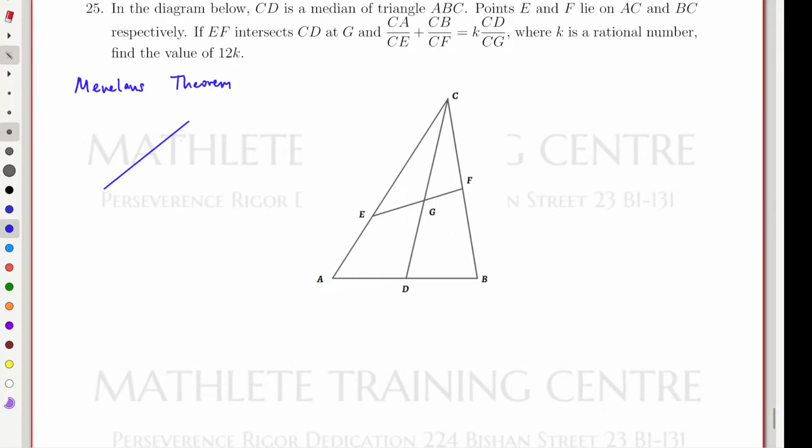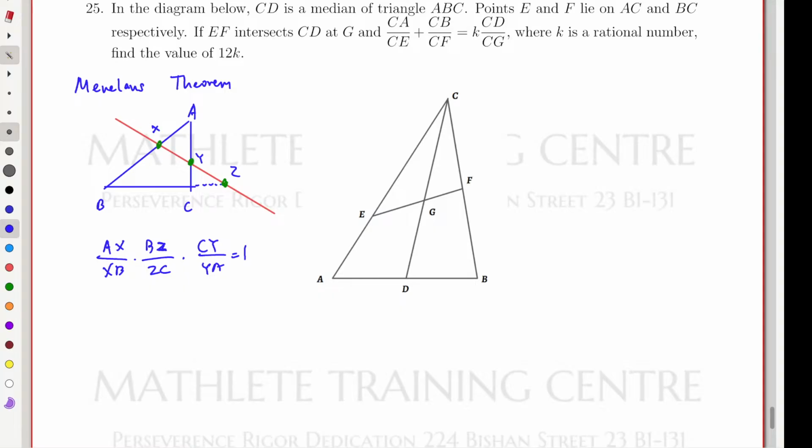It says that if you have a triangle and then you draw a transversal through it, cutting the triangle at 3 different points, one here, one here, and one here, then you can have some kind of ratio. You can have the ratio of AX over XB times BZ over ZC times CY over YA equals 1. This is Menelaus's theorem.